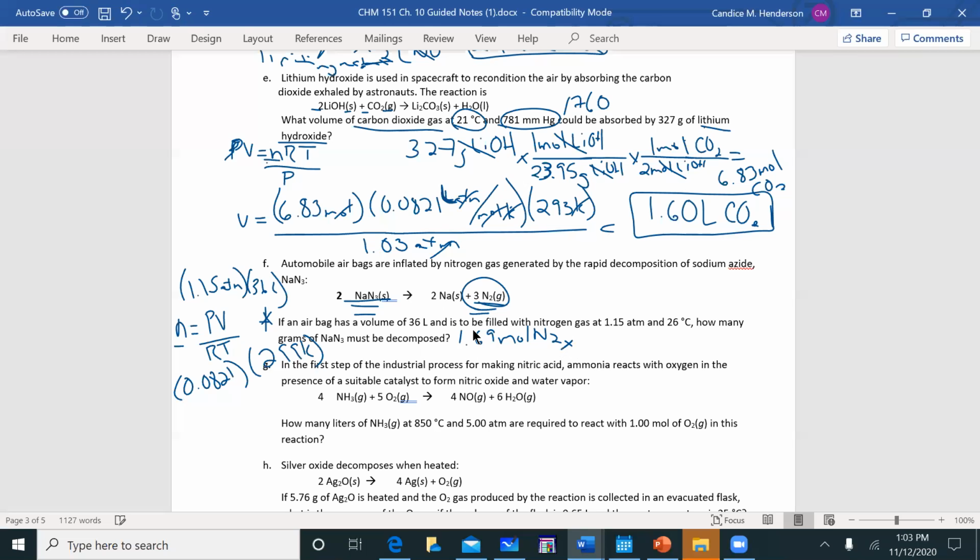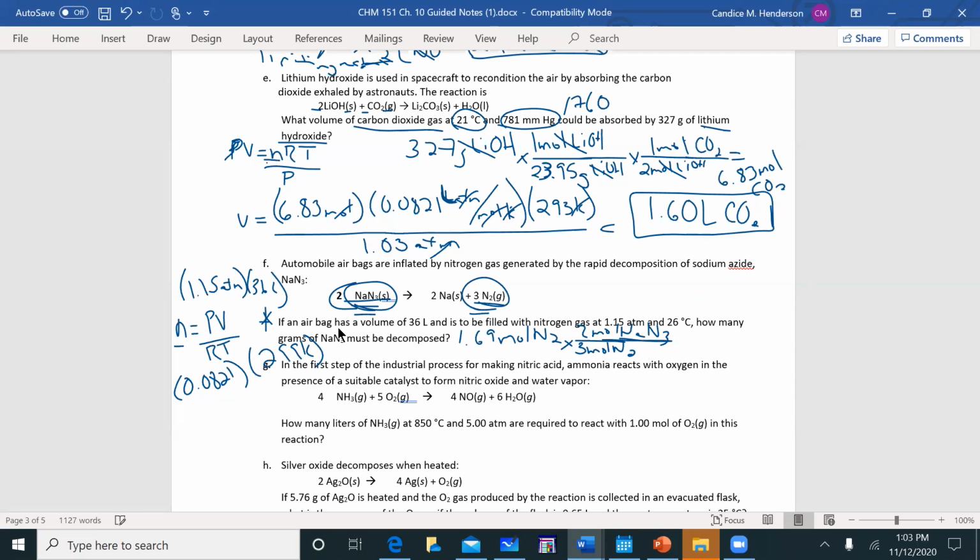So now I can do stoichiometry, because the problem is not asking me how much of the N2 gas there is, but how much of this do I need to have in the airbag. So my relationship here, for every 3 moles of N2, you will produce 2 moles of the NaN3.